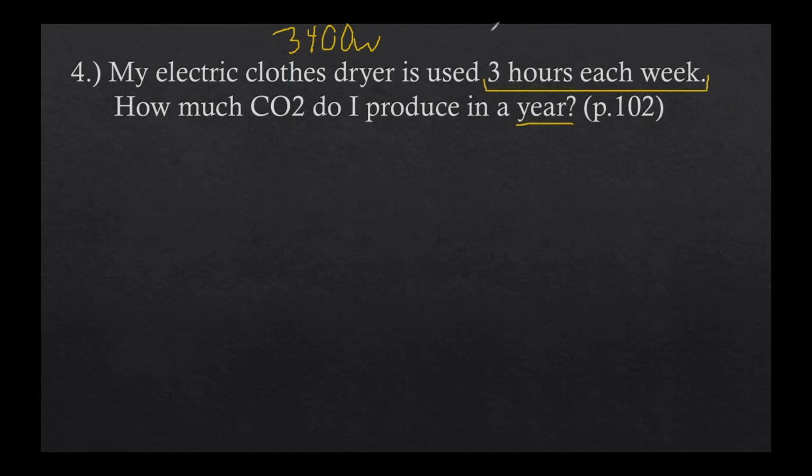Remember, watts to kilowatts is left 3 units, so 3.4 is correct. So I have 3.4 kilowatts. Okay, now think about the hours. I have 3 hours in 1 week. But that's not what I want. I don't want in a week. That's why I wrote it there. I want the weeks to go away. I want a year. How many weeks are in a year?